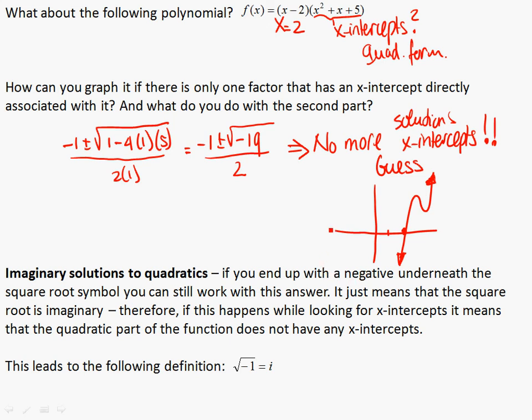So if you have a negative under a square root, that's considered an imaginary solution. What that means is that you can take out that negative and write it as an i. i stands for imaginary. Does that make sense? So the square root of a negative 1, we're going to call that i. That's an imaginary answer. So if I only have one intercept here, then the other 2 intercepts must be what?